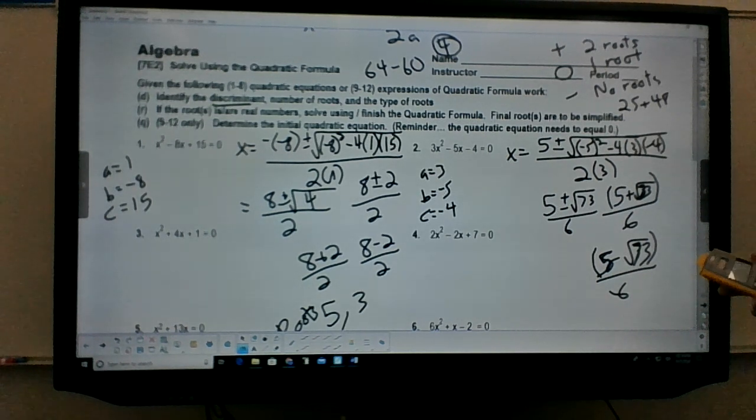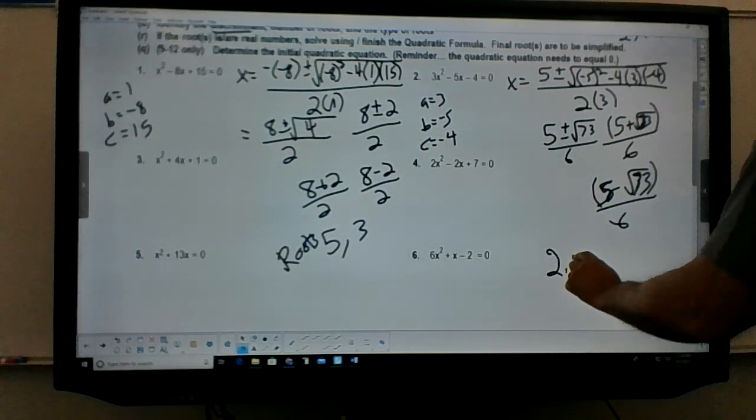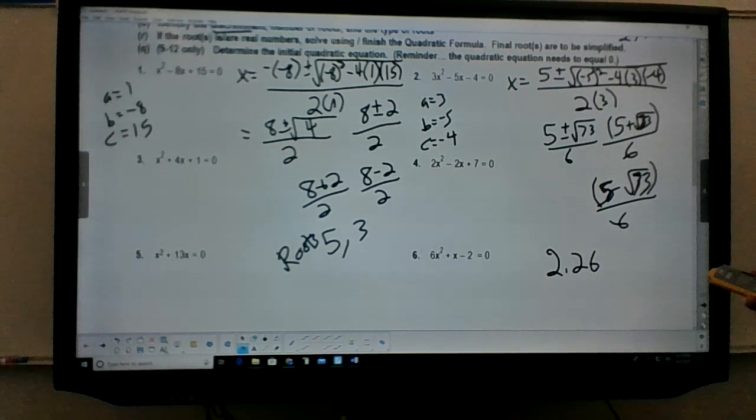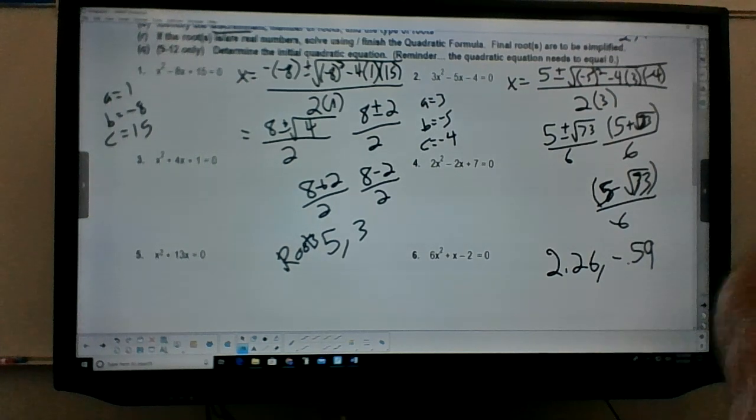I just go 5 plus square root 73, and I hit enter. I take that number and I divide it by 6 to get 2 point. So the plus one is 2.26 rounded off. And then I go 5 minus square root of 73. I hit enter, and I hit the arrow key to get a decimal and divide that by 6 to get negative 0.59.